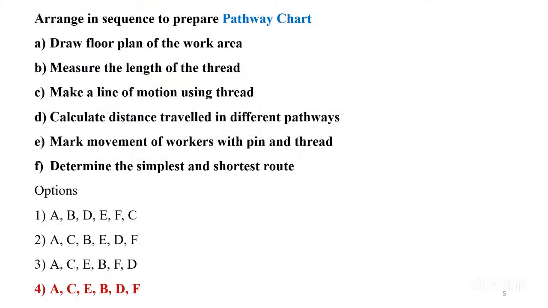So option 4 will be the correct answer, as first draw a floor plan of the work area, then mark a line of motion using the thread, then mark a movement of workers with pin and thread, then measure the length of the thread, then calculate the distance traveled in different pathways, and at the end determine the simplest and shortest route. So option number 4 will be the correct sequence. I hope you people have understood this. This is the important one, so don't mess it up.